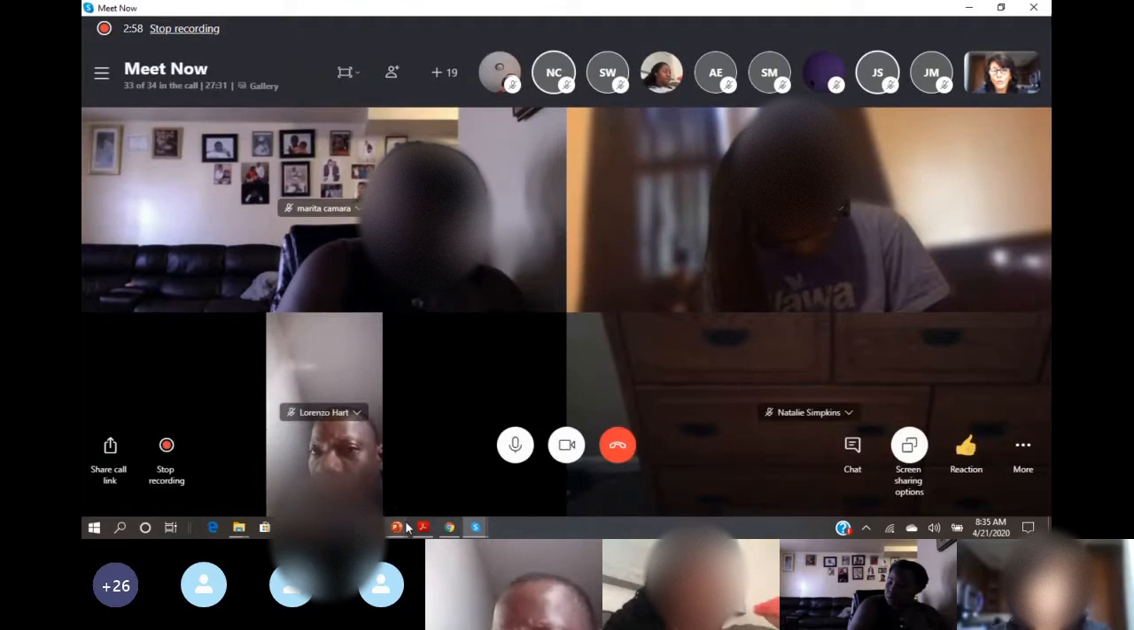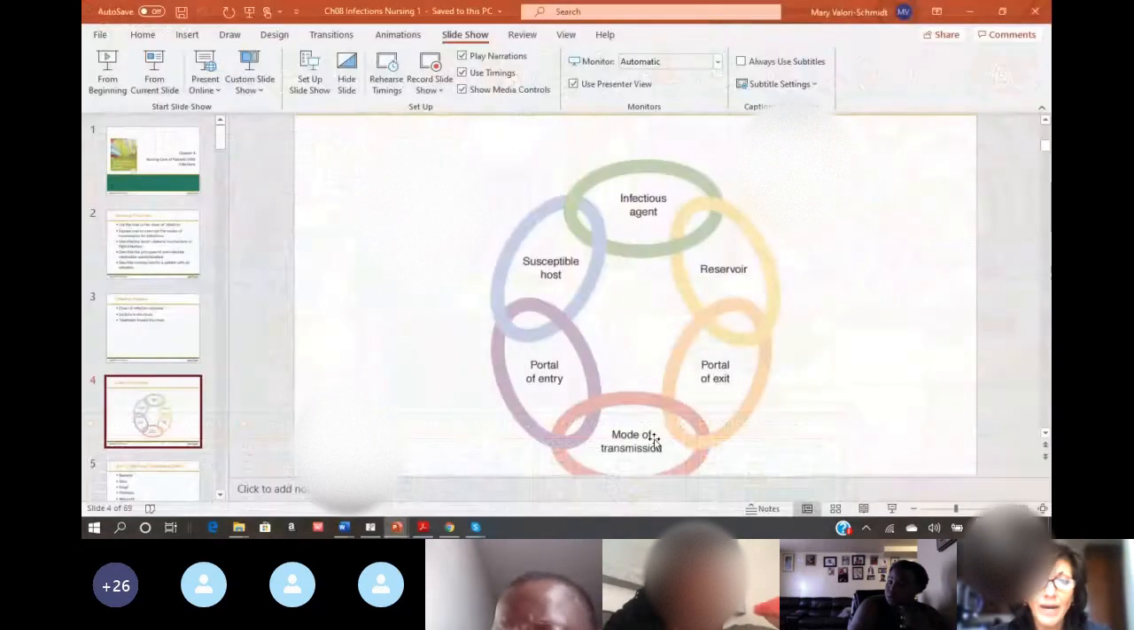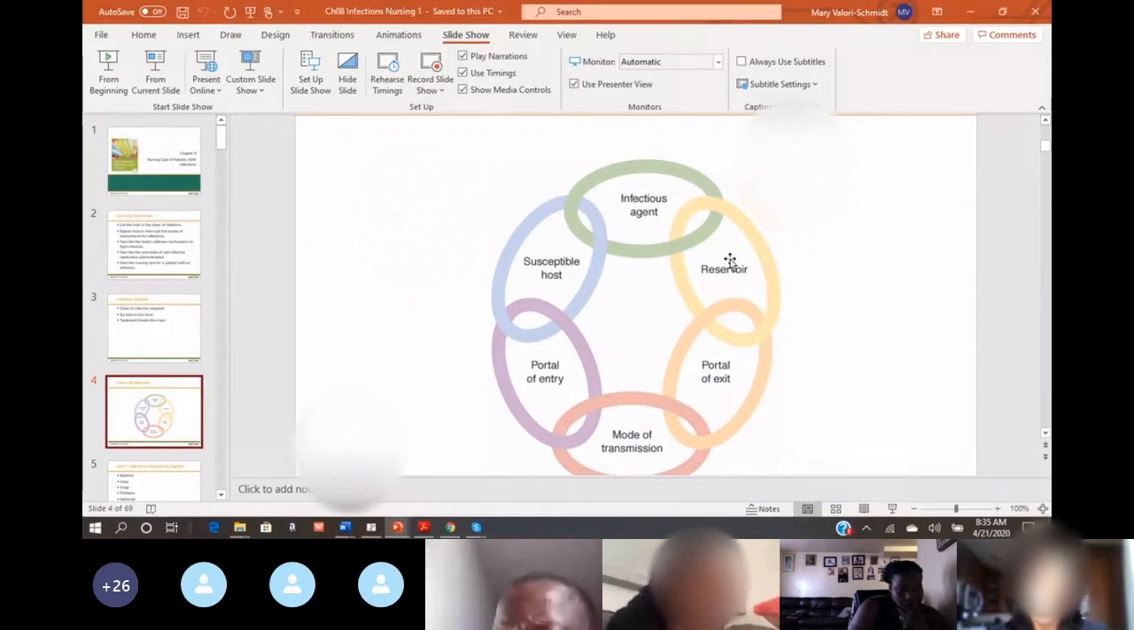So let's take a look at this chain again, and this way try to help you understand it. So the infectious agent is the pathogen. The reservoir is where the pathogen is living. So if I had the coronavirus, I am the reservoir, right?